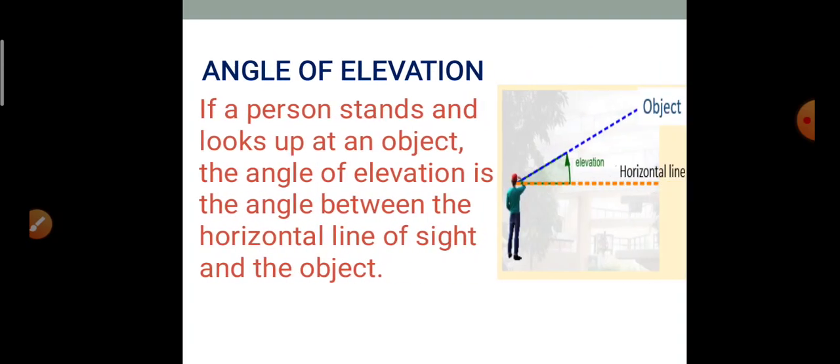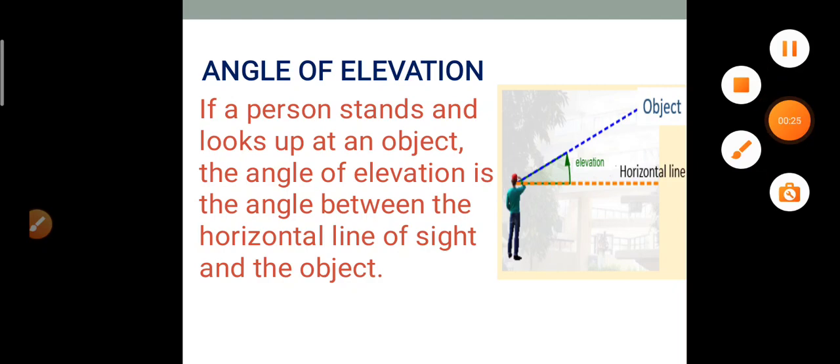In this video, I am going to discuss the angle of elevation and angle of depression. First, what is angle of elevation? If a person stands and looks up at an object, the angle of elevation is the angle between the horizontal line of sight and the object.